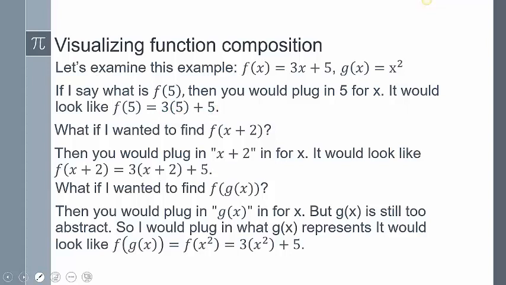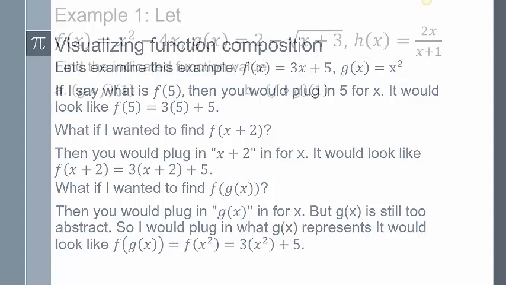So I'd plug 5 into here, and so I'd get 3 times 5 plus 5, which is going to be 20. If I wanted f of x plus 2, well then I'm taking that x plus 2 and I'm plugging it in for x into my f function. And so that's how I'm going to get 3 times x plus 2 plus 5. But then if I wanted f of g of x, in this instance, now I'm taking my g function and I'm plugging it in for x into my f function. And so the way that that would look is I'm taking this x squared and plugging it in for x. And so that's how I would get 3 times x squared plus 5.